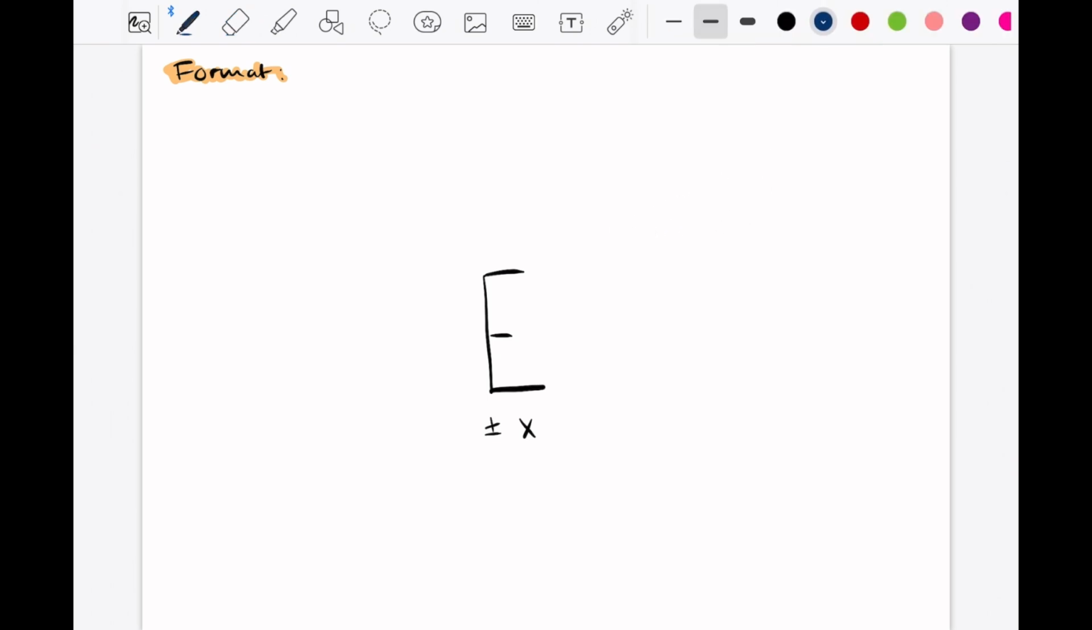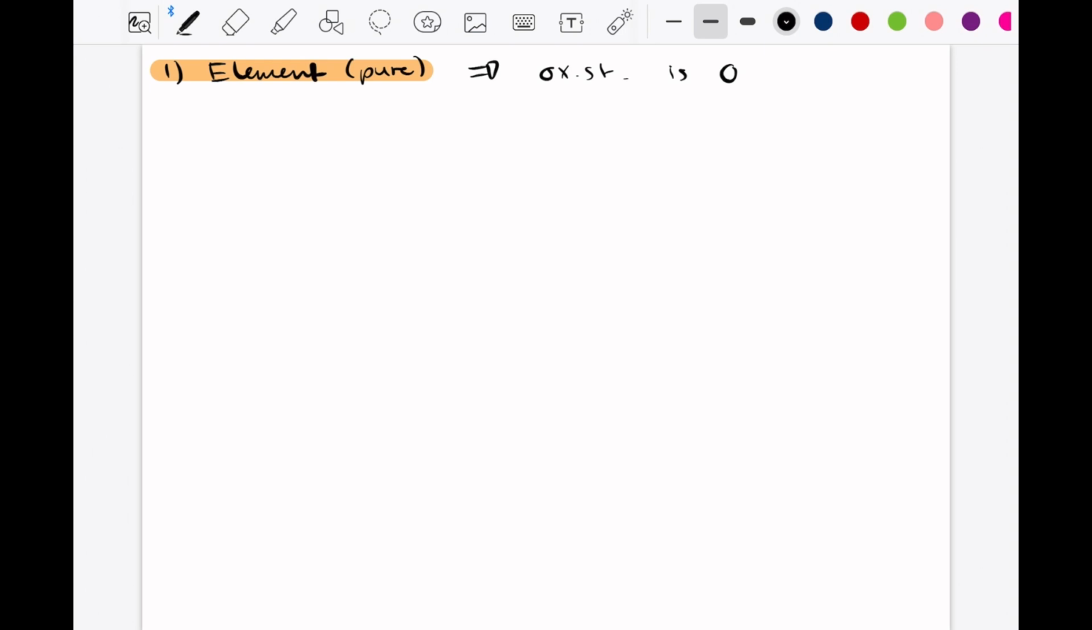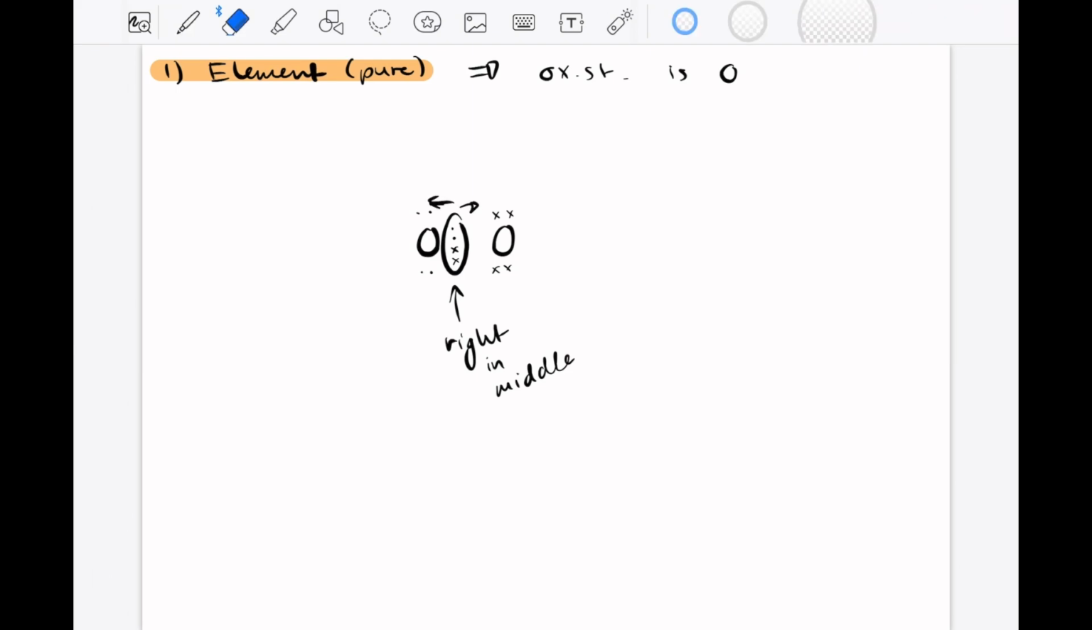Now there are a couple of rules, so to speak, with oxidation states that make sense, but this is just them being formatted as rules. They're actually very logical. First of all, if an element is pure, then the oxidation state is 0. This makes complete sense because the electrons are right in the middle, so there is no real transfer of any electrons. For example, in oxygen, if we have 1, 2, 3, 4, 5, 6 and another oxygen, 1, 2, 3, 4, 5, 6, these electrons are right in the middle, so no electron is getting pulled over to one side or another, and there is no oxidation state for either of these.